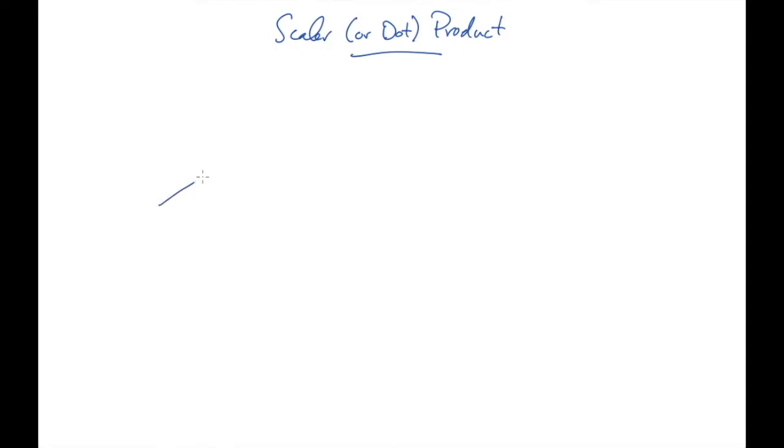So suppose we have one vector that we can call A, and we have another vector that we can call B, and there's some angle in between them I'll call phi. The dot product is defined this way. If you take vector A and multiply it by the dot product into vector B, what you get is a scalar that equals the magnitude of the first vector times the magnitude of the second vector times cosine of the angle between them.